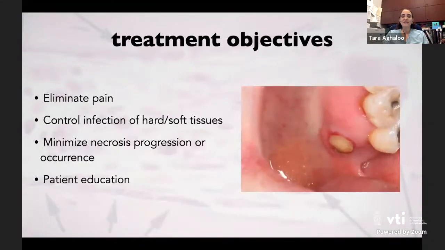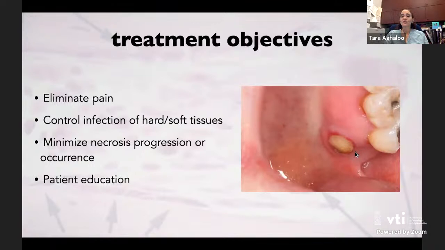Our objectives of therapy are several. Number one is to eliminate pain. You can see when you have exposed bone and you get plaque and bacteria on this exposure, it causes swelling of the tissues, it causes redness, and oftentimes there's going to be pain, sometimes pain all the time, other times just when the patient is eating or touching the area.